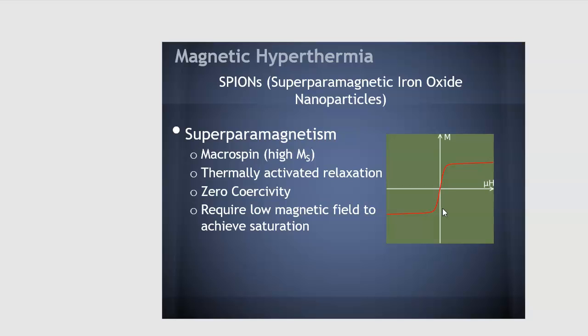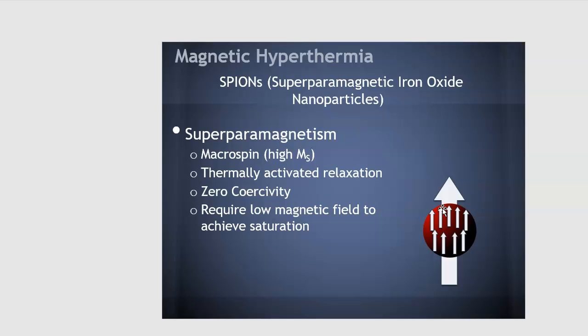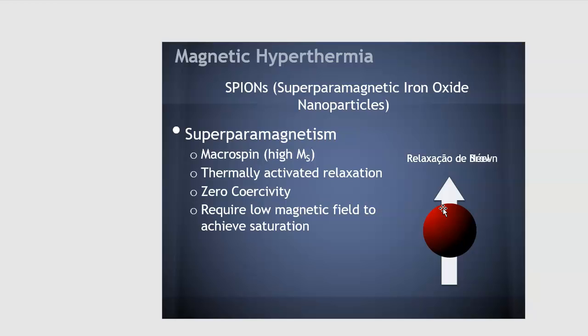If we talk about superparamagnetism, superparamagnetic nanoparticles or superparamagnetic iron oxide nanoparticles, they have low coercivity, they have low retentivity or negligible, and this is one good example that SPIONs are interesting for hyperthermia application, and they are thermally activated, showing Néel and Brownian relaxation, and also they require low magnetic field to achieve saturation.